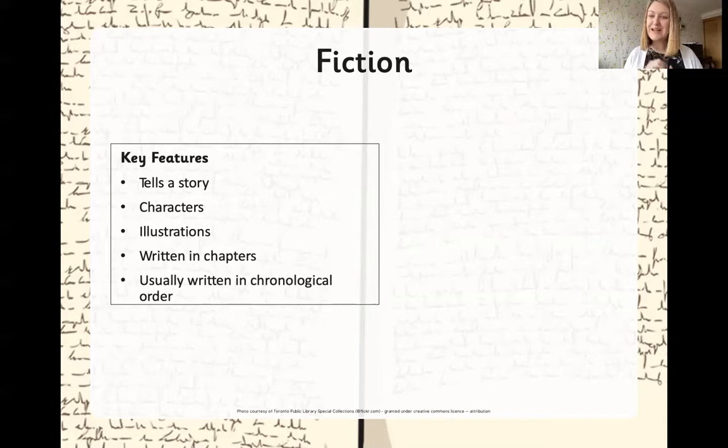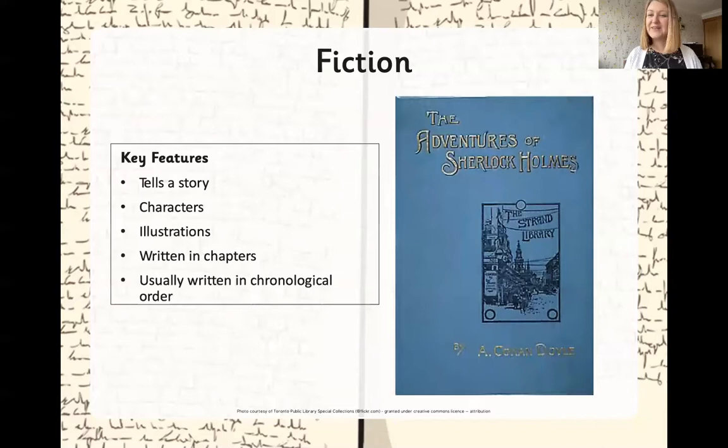I wonder off my list if you've included those as well. And have a little think also about, can you think of any examples of a fiction novel that you may have at home? I wonder if you've got a favourite. I think we've all got our favourite stories.